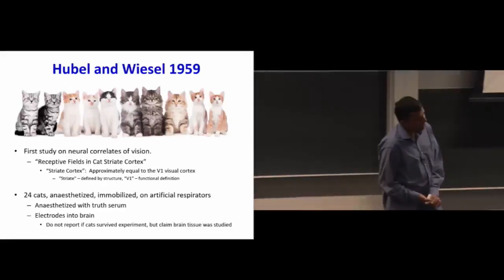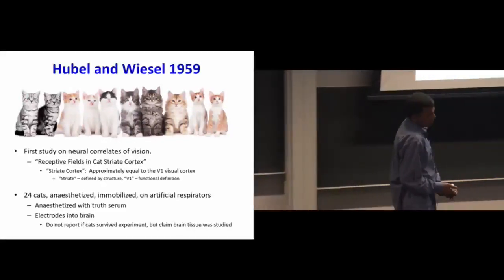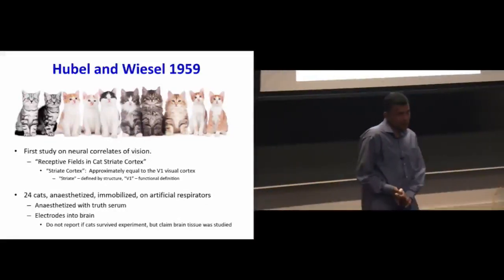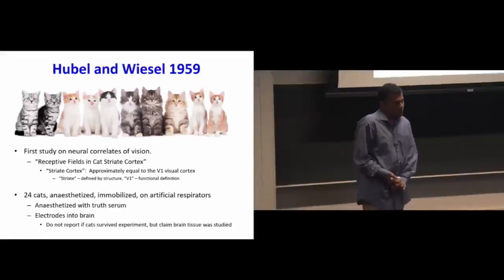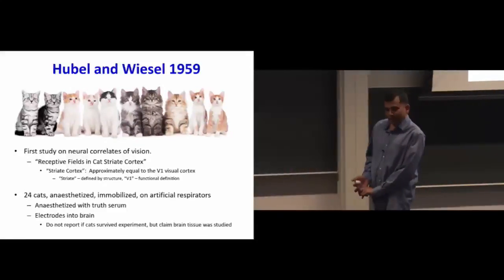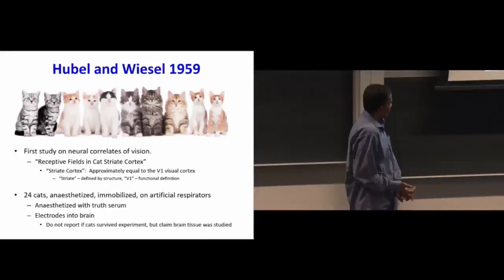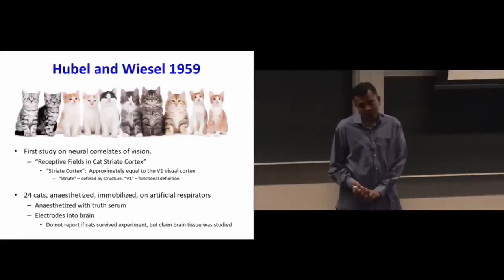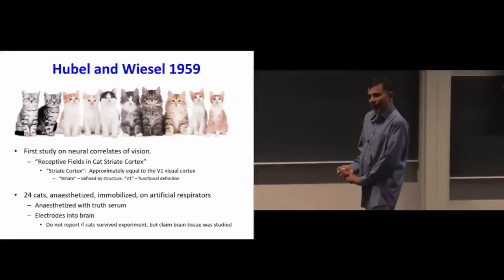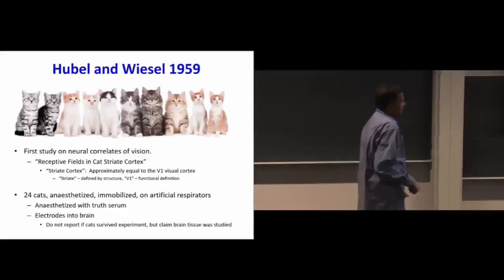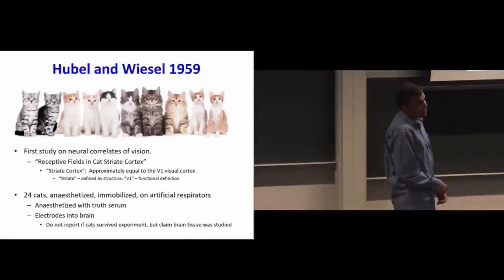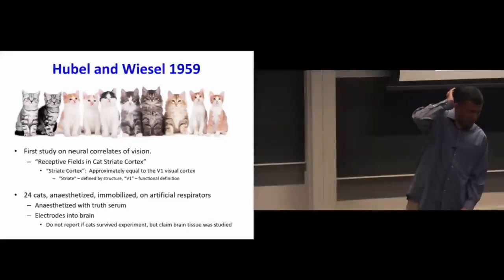They anesthetized 24 cats, immobilized them, and put them on artificial respirators. They used truth serum to anesthetize them. They never actually told anybody if they killed the cats or not, but they did report that afterwards they analyzed the brain tissue. So I'm assuming the cats didn't come to a happy end. They stuck electrodes into the cats' heads and studied the response of the striate cortex, which is out of the back of the head.